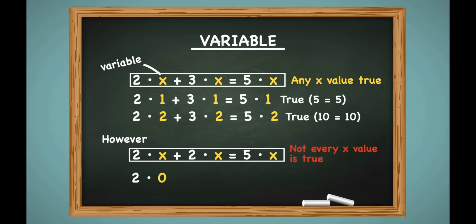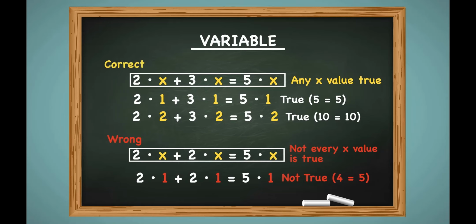We can see that for x equals 0, the equation 2 times x plus 2 times x equals 5 times x is true, because it would be 0 plus 0 equals 0, but that's accidental. It's true for that particular value of x, namely 0, but for other values of x, say x equals 1 or 2 or 3 and so forth, we can see that the equation is no longer true. Therefore, it is wrong to write 2 times x plus 2 times x equals 5 times x, but it is correct to write 2 times x plus 3 times x equals 5 times x.